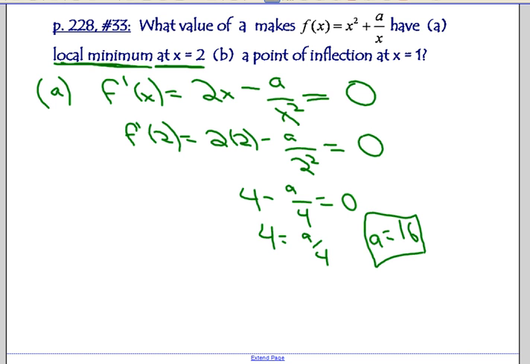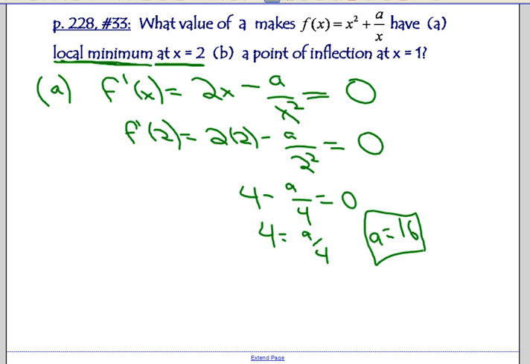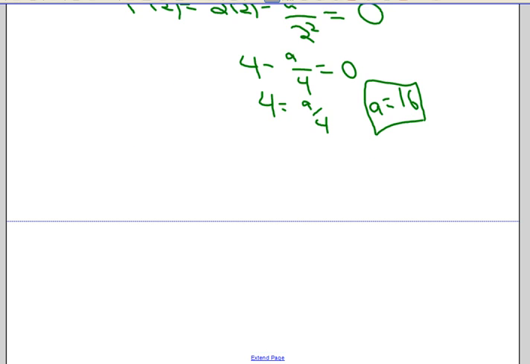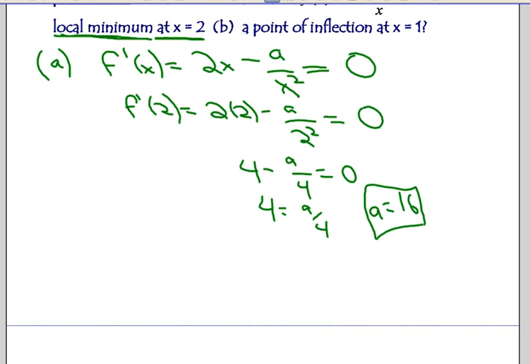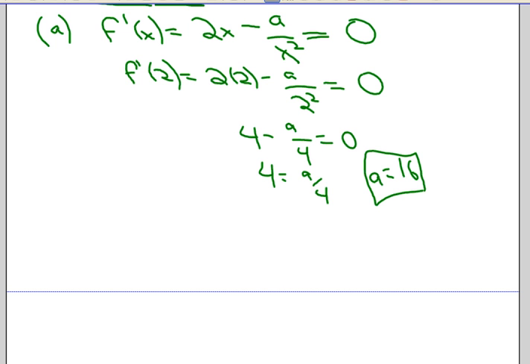16. Now, a question you might have is, wait a minute, how do we know that's not a max? As a critical point, is that a max or is that a min? And so let's just check and see if we've done this correctly. And if not, we're kind of out of luck. But let's take the second derivative and use our second derivative test. And so now our 2x becomes 2, and our minus a over x squared becomes plus 2a over x to the third. We've got a is 16.